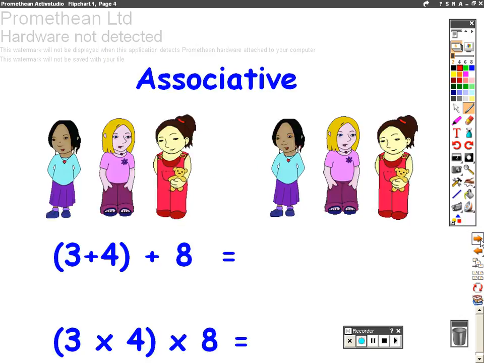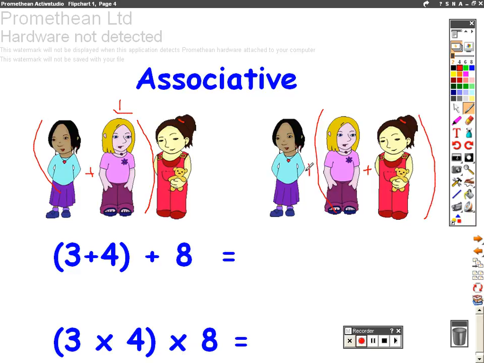The last property is associative. And I think of associative as who I associate with. So this is me, and at home in my neighborhood, this is who I hang out with, because maybe she doesn't attend my school. So together we hang out when we're at home in the neighborhood. Now when I'm at school, however, because she doesn't go to my school, I'm going to hang out with my other friends. So that's who I'm grouping with.